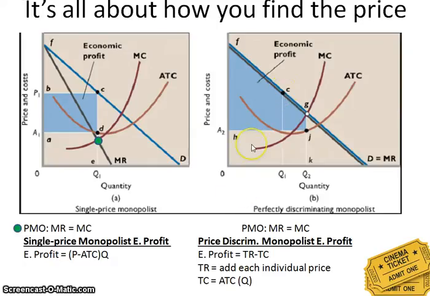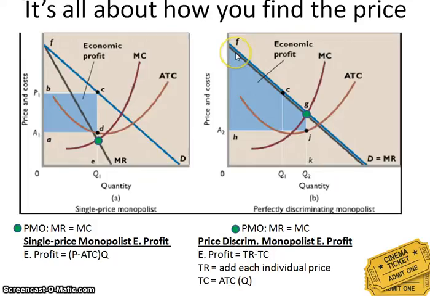And so when you're looking at the profit maximizing output, it is still MR equals MC. It's just that they're in two completely different locations. A discriminating monopolist will always produce a larger quantity. And then you get into how you figure out economic profit. You can't use the formula of price minus ATC times quantity because your price is different for each unit. So in order to figure it out, you have to use the formula of total revenue minus total cost.